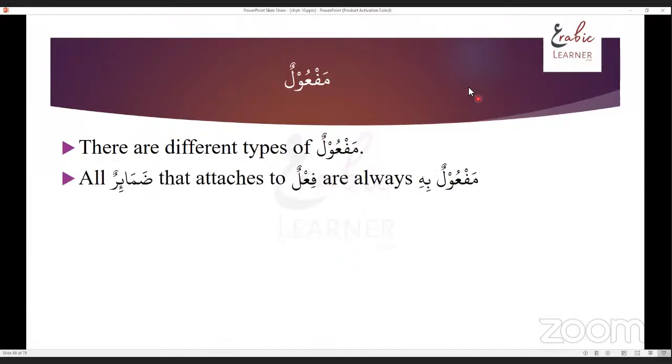Now, what you have seen today is that when the damir is seen from the perspective of third person, second person, and first person, the fail will have a damir attached to it. But what if the damir itself gets attached to the fail? Damir muttasil is attached to the fail itself. Did you understand this? So what are the damir muttasil?